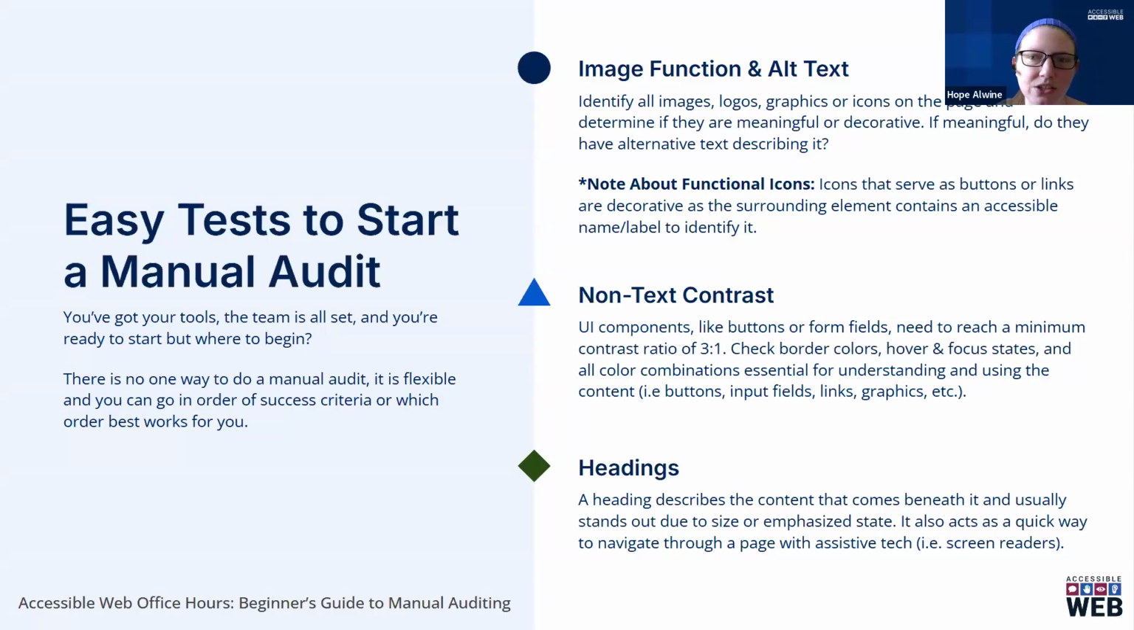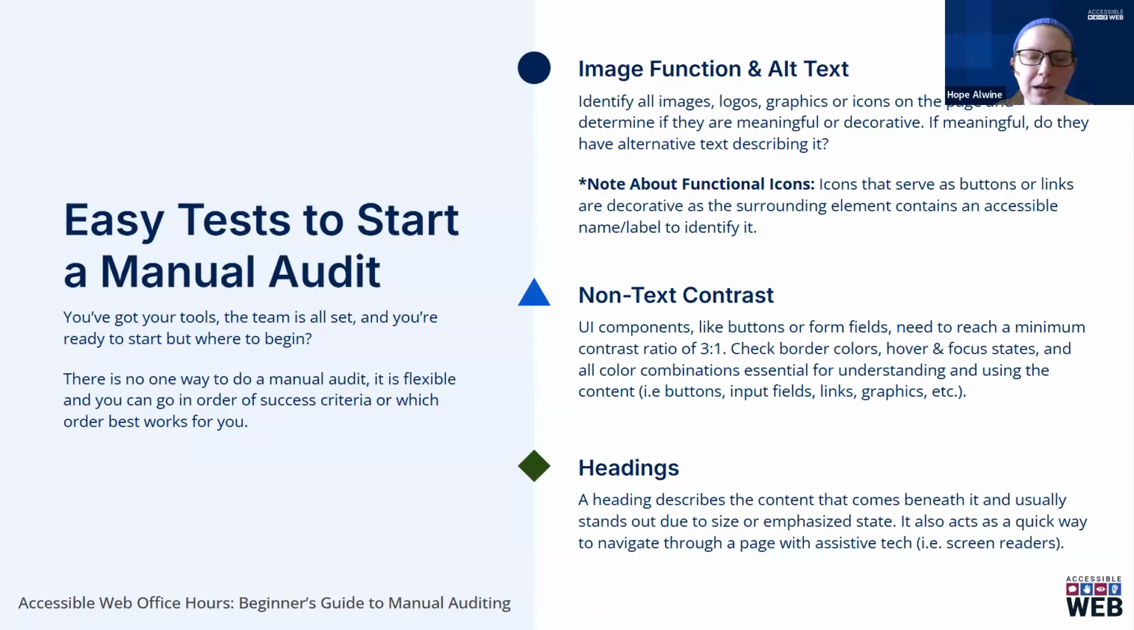We're going to discuss some easy tests to start a manual audit that don't require a lot of technical know-how. These are made easier with the use of our Accessible Web Chrome extension. An easy test is the image function and alt text test. Within the Accessible Web Chrome extension, these tests can be found within the Pictures and Images section. You want to go through and identify all images, logos, graphics, or icons within a page or widget and determine if they are meaningful or decorative. If there are meaningful images or graphics, such as images with information, say like on a sale, do you have the appropriate alt text that describes that, or is the information somewhere else on the page?